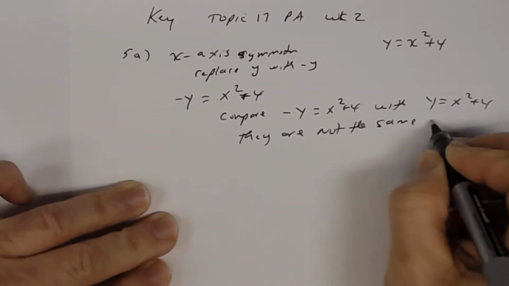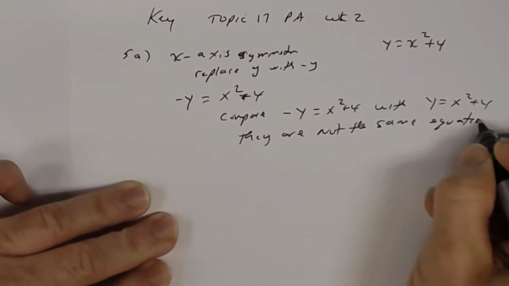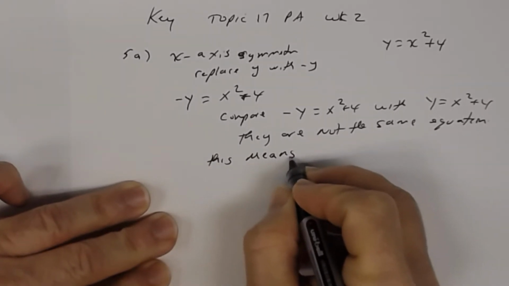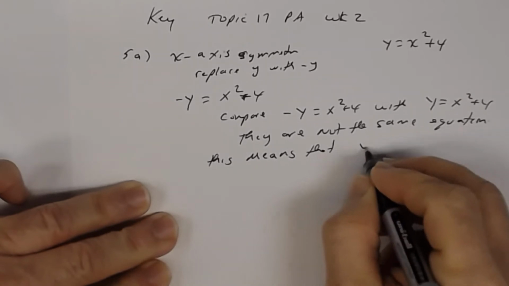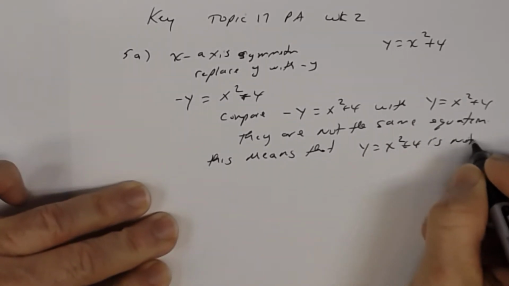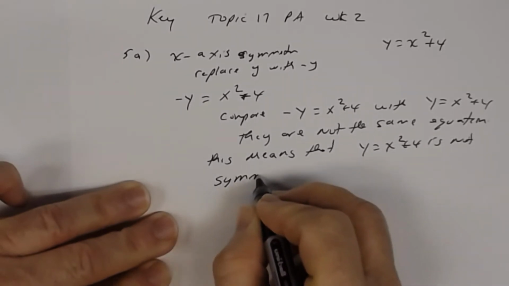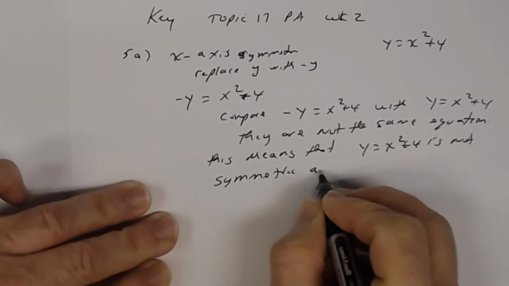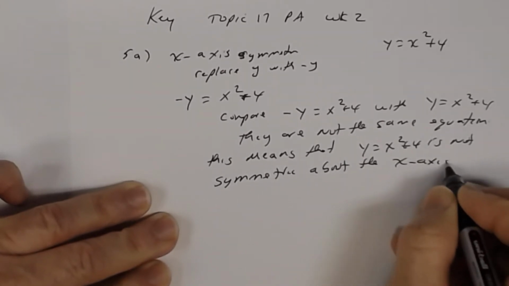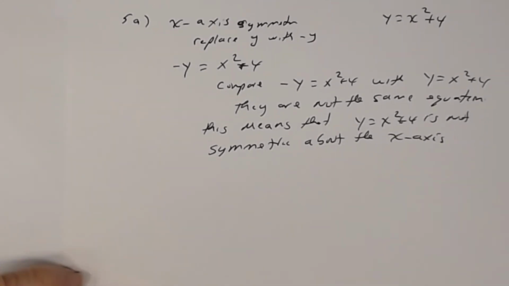Now what that means is this: y equals x squared plus 4 is not symmetric about the x-axis. Okay, so that's what that means.